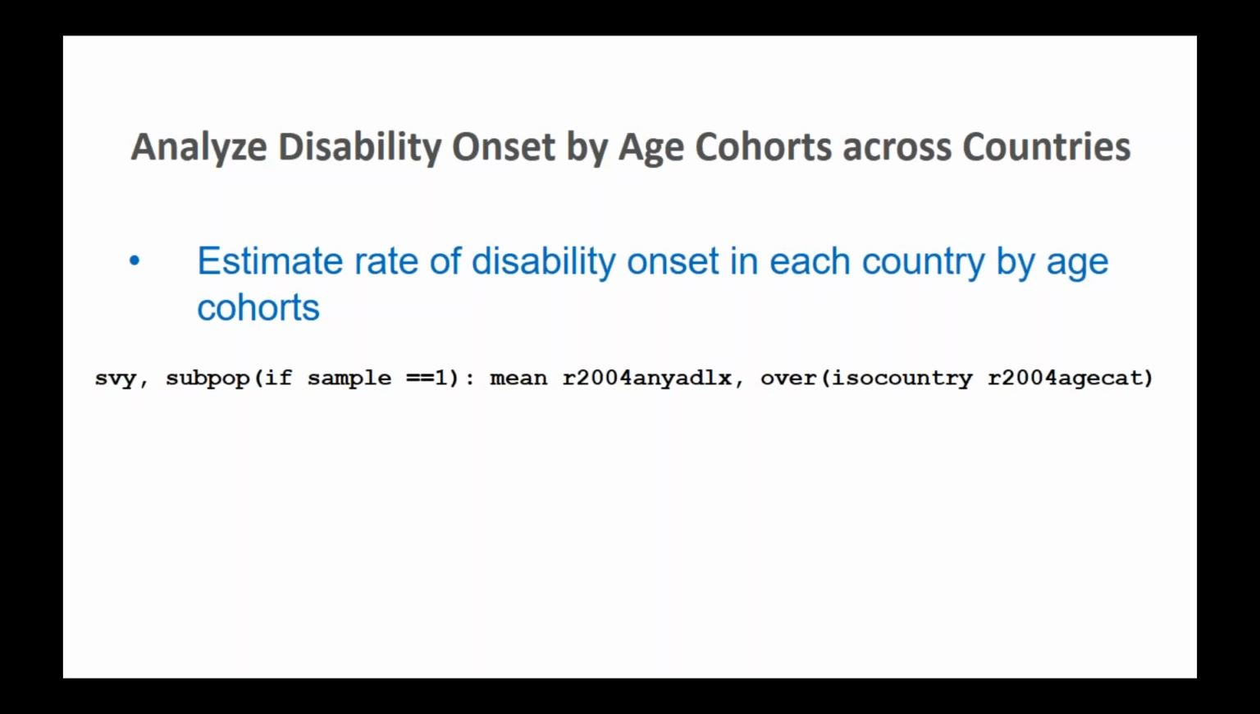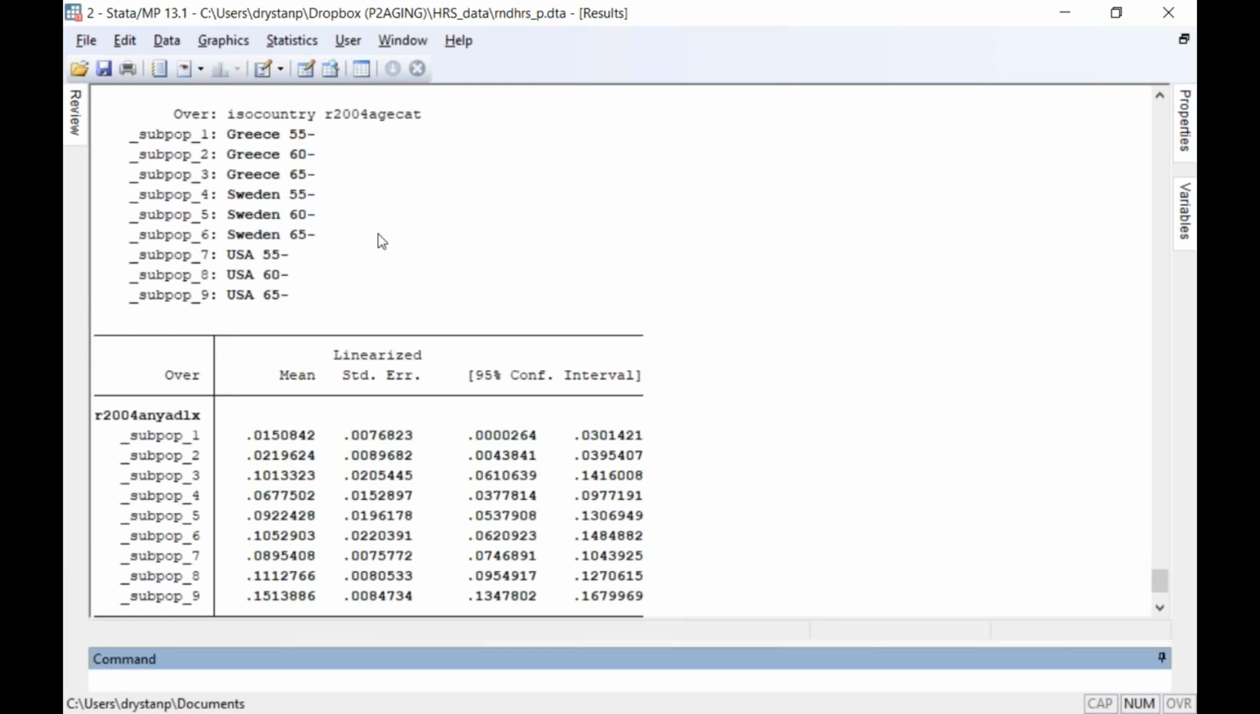And what Stata is going to do, it's basically going to cross-tab country and our age categories. In this case, to get an estimate for each country, each age category, we have 3 countries, 3 age categories, we're going to get 9 estimates. So in Stata here, we can see our 9 estimates. It's going to tell us what each estimate is. So subpopulation 1 is for Greece, people 55 to 59, all the way through subpopulation 9, which is USA 65 to 69. So we can see these changes here.